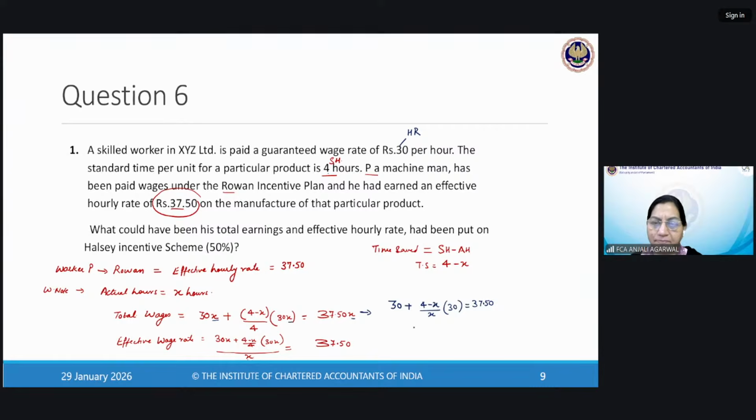So this will become (4 minus X) upon 4 into 30 is equal to 37.50 minus 30. So (4 minus X) upon 4 into 30 is equivalent to 7.50. When this 30 moves here, 7.5 on 30 will become 1 by 4. So (4 minus X) upon X is equivalent to 1 by 4. We can solve it further.